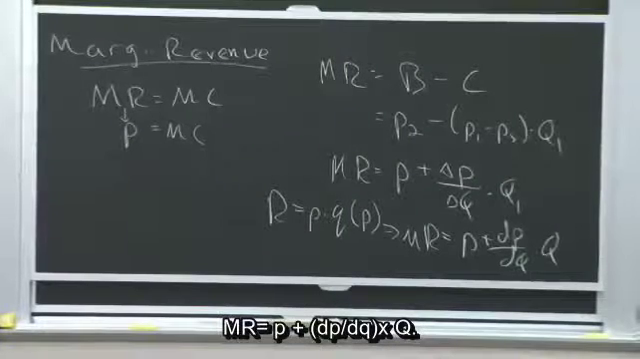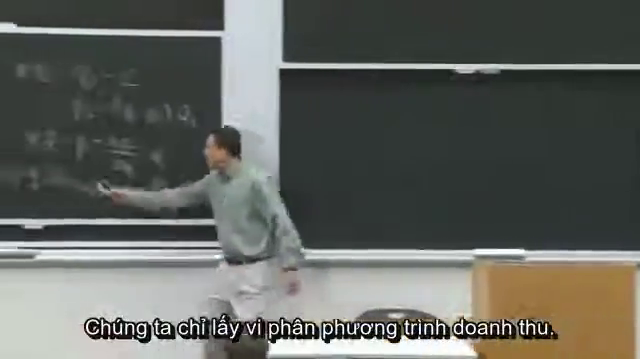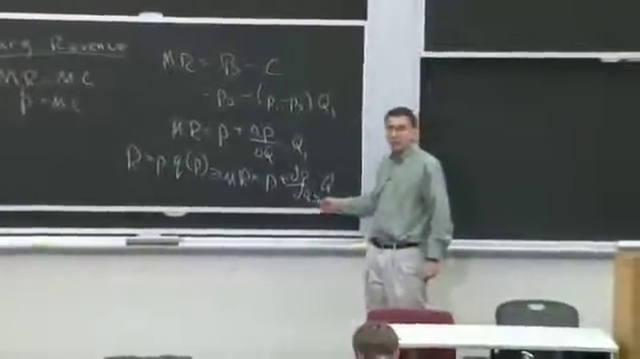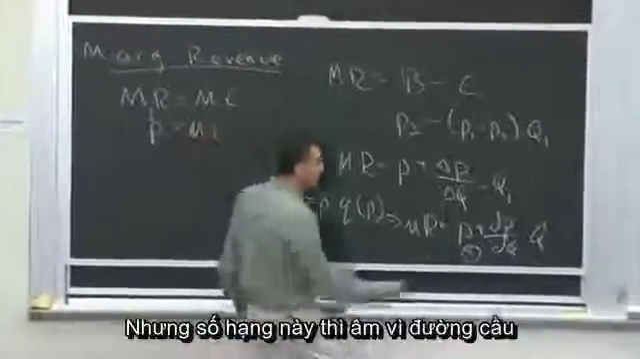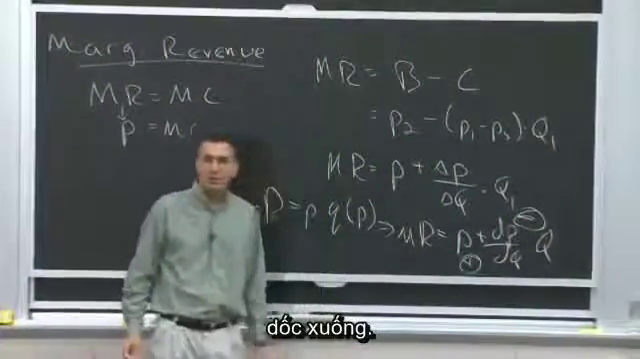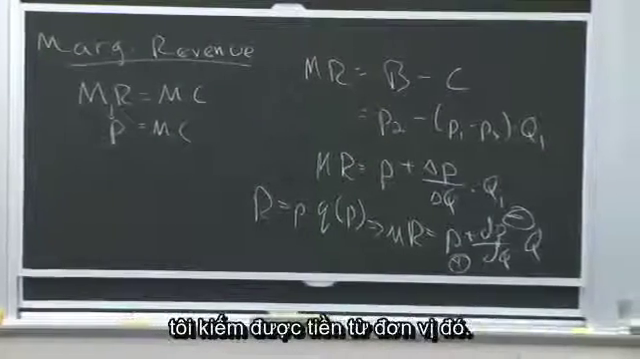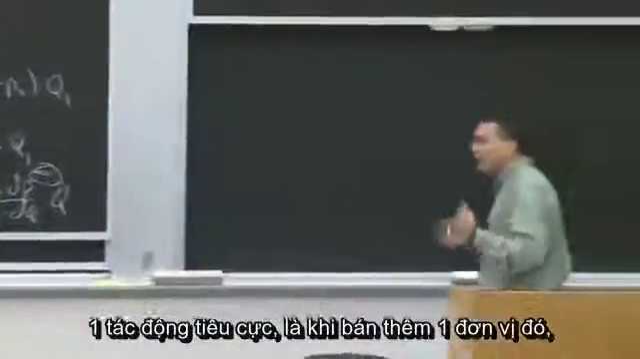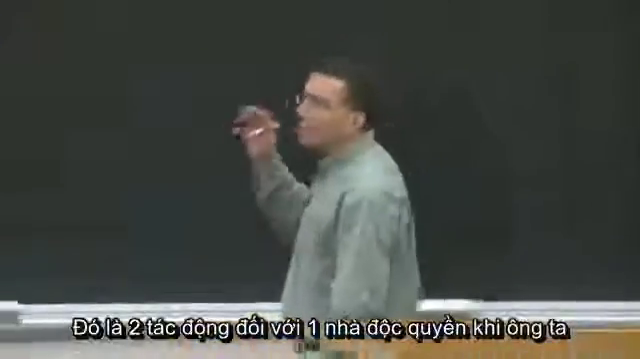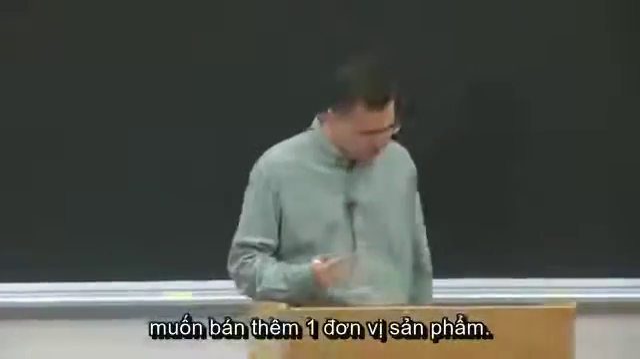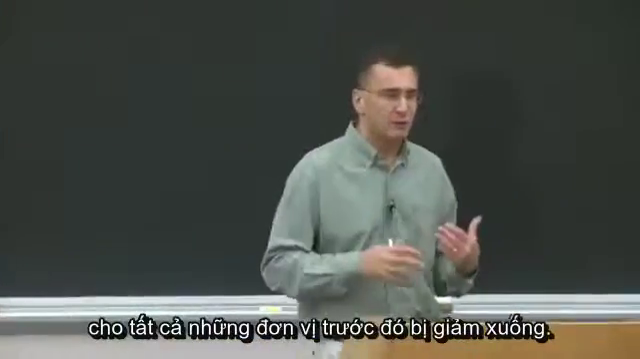So the graphics are in this graph. The math is here. We just differentiate the revenue equation. This term is positive. Price is always greater than 0. But this term is negative because demand curves slope down. So there are now two effects. There's a positive effect: if I sell another unit, I make money on that unit. There's a negative effect: to sell that other unit, I have to lower the price because I face downward sloping demand. So there are two effects as the monopolist thinks about selling another unit. There's the money from that unit, but also the lower willingness to pay for all previous units.